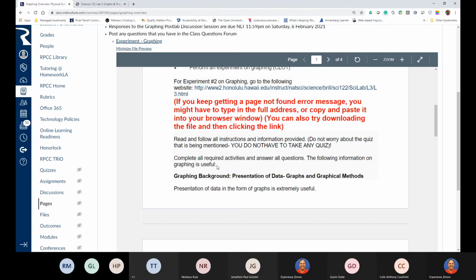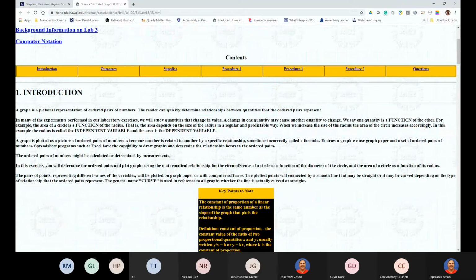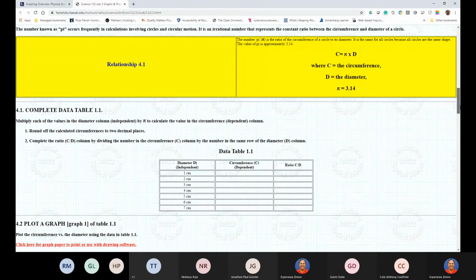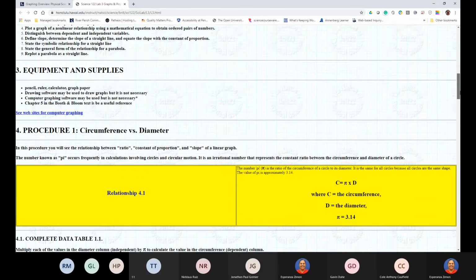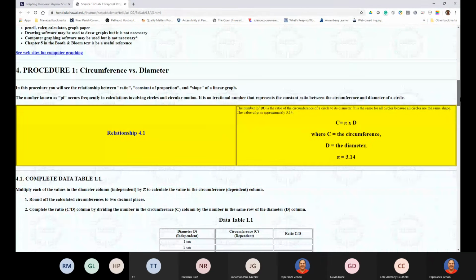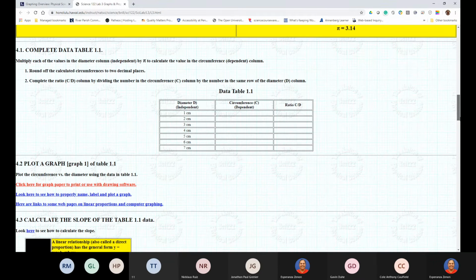So it does say, read and follow all of the instructions and information provided. So you're going to carefully read each section, and if it tells you to do something, that's what you're going to do, okay? So this thing is broken down into 7 sections. In each section, they give you some instructions. You follow those instructions, and that's what you're going to do to work through the experiment, okay?